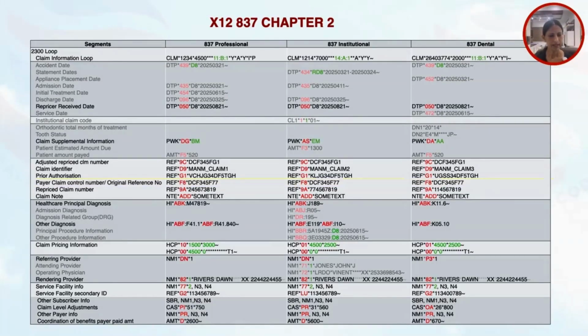Then the REF 9A is for the repriced claim number. Whenever a claim is repriced by any repricer, that repricing company will return the REF 9A populated with the repriced claim number. So that unique claim number is sent from the repricer back to the payer. Then REF 9C stands for adjusted repriced claim number. Again, this information is completed by the repricers only.